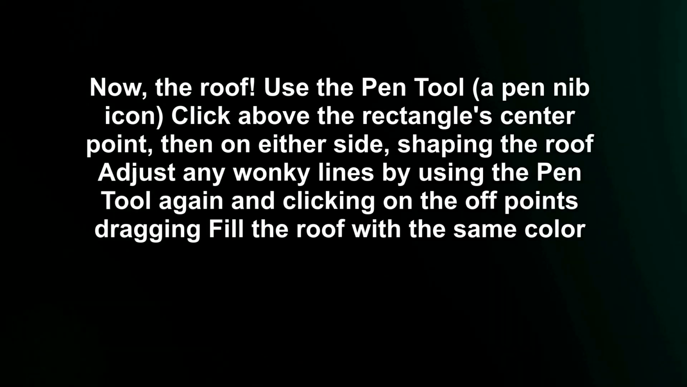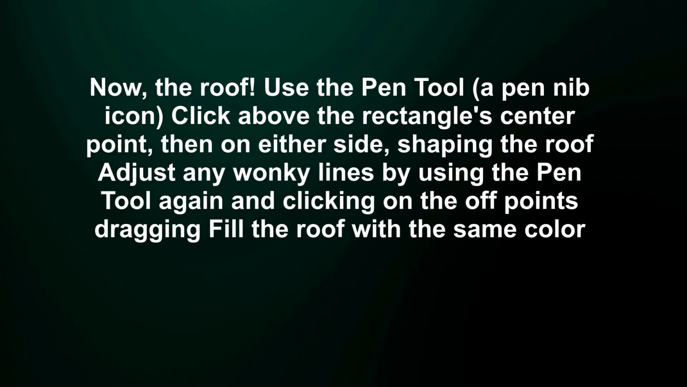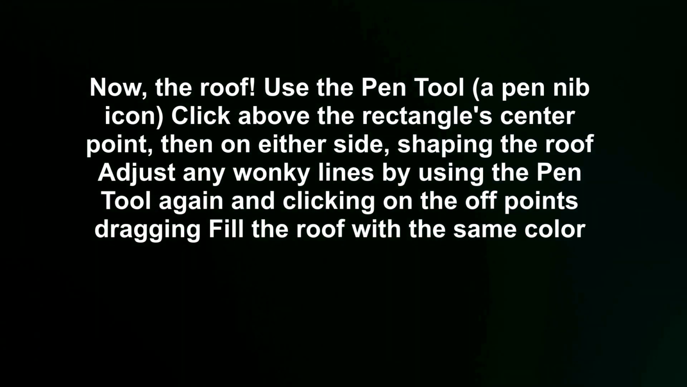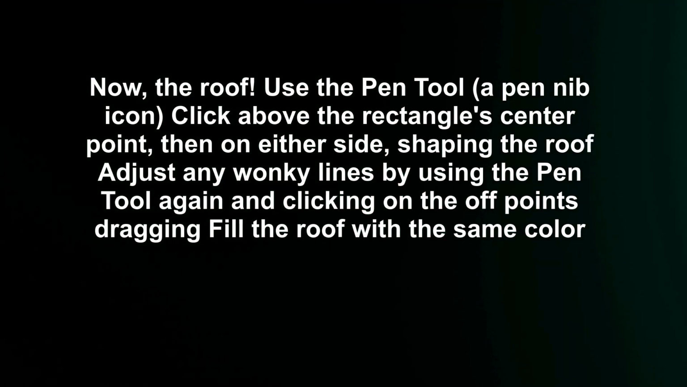Now, the roof. Use the pen tool, a pen nib icon. Click above the rectangle's center point, then on either side. Shaping the roof, adjust any wonky lines by using the pen tool again and clicking on the off points. Dragging, fill the roof with the same color.